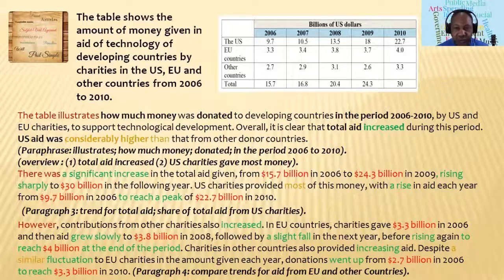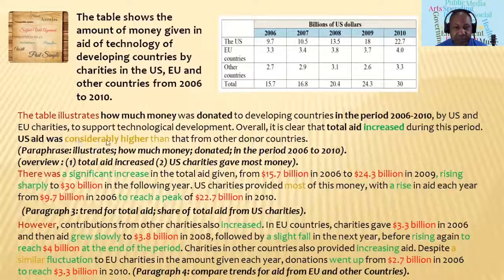Okay, that's good. So overall, it is clear that total aid increased during this period. Total aid increase, 15.7 billion, 30 billion. That's all you need to do. Look at the beginning, look at the end. So yes, it did increase. So that's clear. How much, we're not interested in until we get down here.